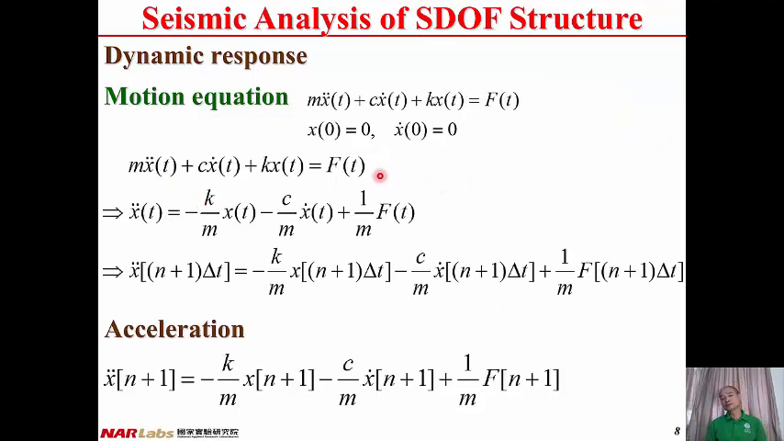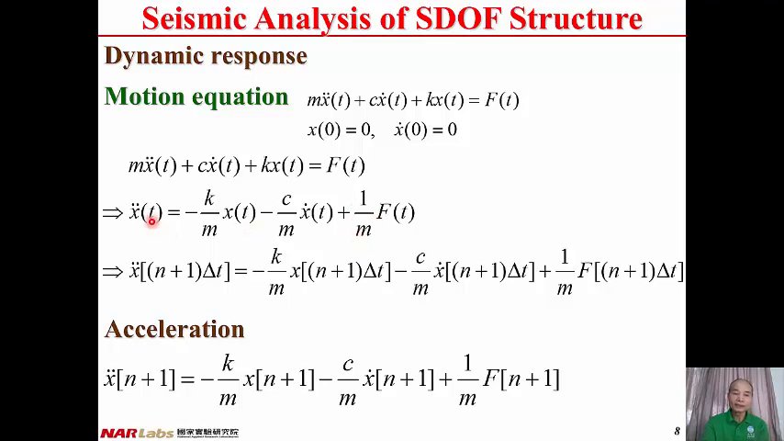From the force equilibrium equation, we have m x double dot plus c x dot plus k x equal to f(t). If we divide the whole equation by m, we have x double dot equal to minus k divided by m times x, minus c divided by m times x dot, plus 1 divided by m times f.